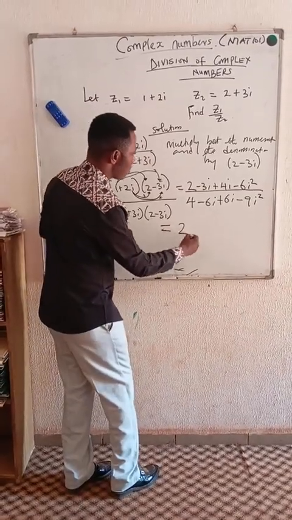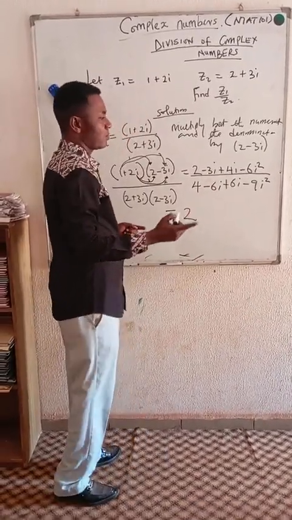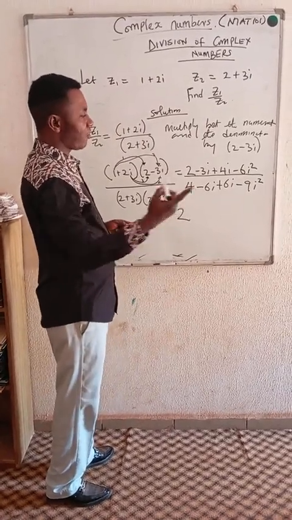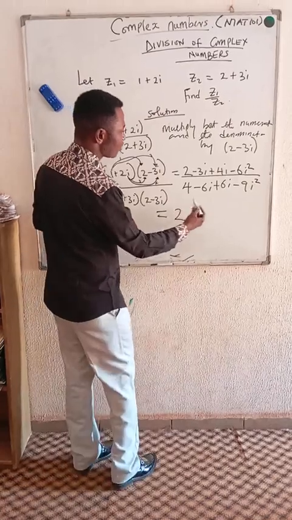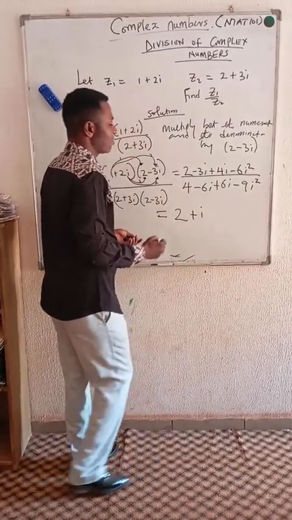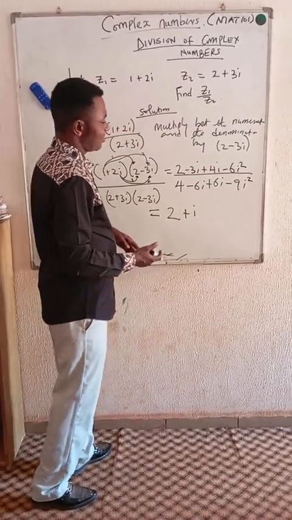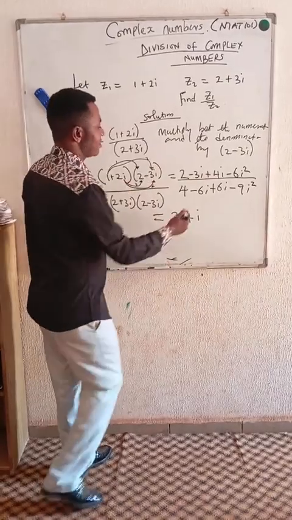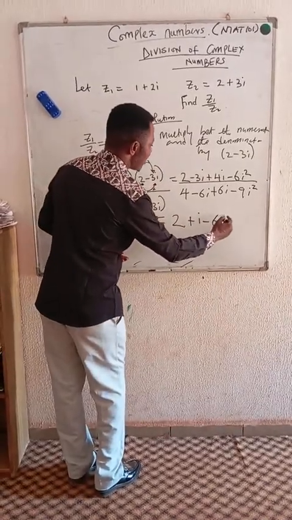Now, this is 2 minus 3i plus 4i plus 4. Minus 3i plus 4i means 4 minus 3, so it's going to be 1i. But it's advisable to just write i. So let us not say 1i. 1i is the same as what? i. Then minus 6i squared.